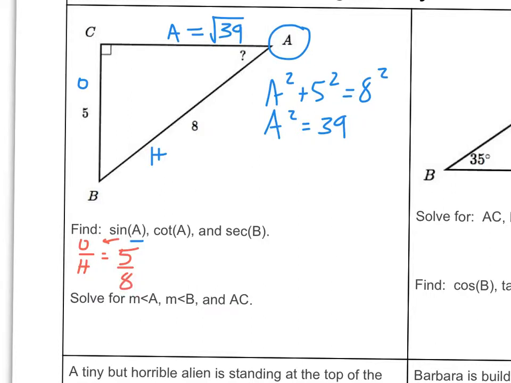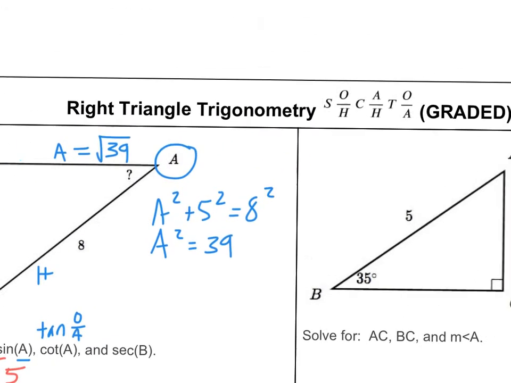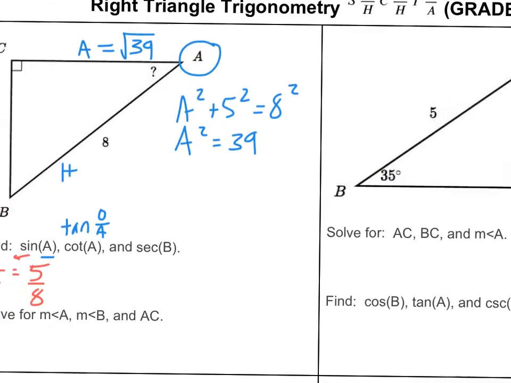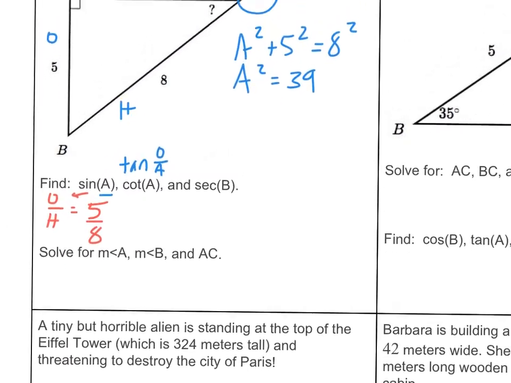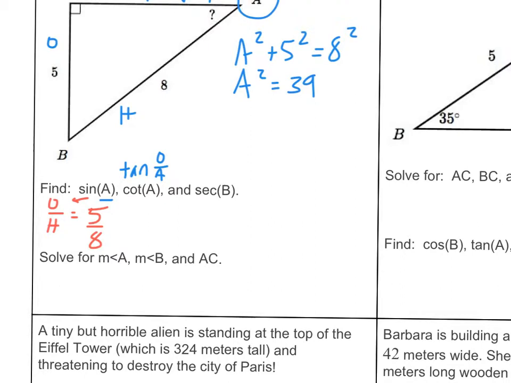Cotangent of A, I know cotangent is the reciprocal of tangent, which is opposite over adjacent. Again, I'd like you to notice that these are all written at the top of the page. For the regular ones, you need to know which reciprocal goes with which. So that means that cotangent is going to be adjacent over opposite, which is going to be the square root of 39 over 5. And then secant goes with cosine. They go with the wrong letter. But this is also cosine of B, so I'm going to switch up things in a second.